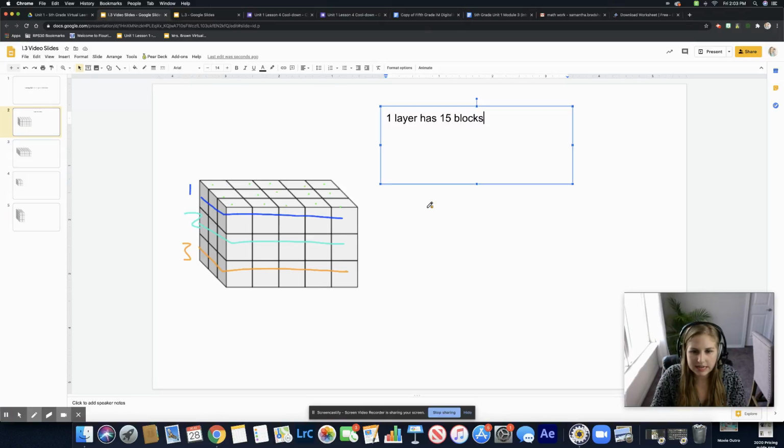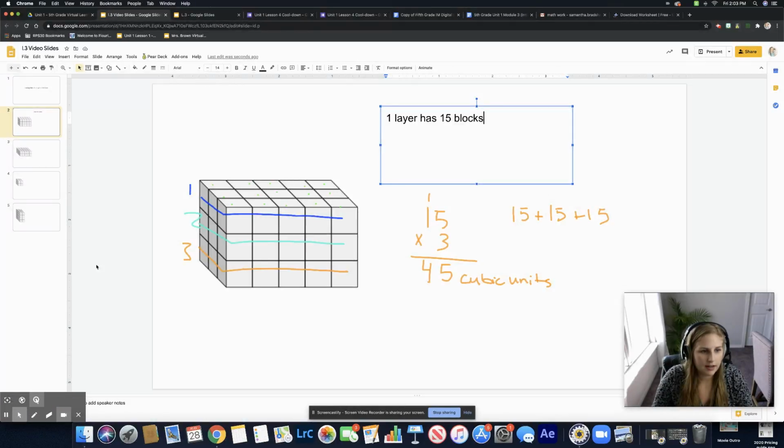So I'm going to say there's 15 blocks in each layer, and I have a total of 3 layers. So that means I have to do 15 times 3, or I could do 15 plus 15 plus 15. So 3 times 5 is 15. 3 times 1 is 3, plus 1 is 4, so 45. So I know that this figure is 45 cubic units or units cubed.